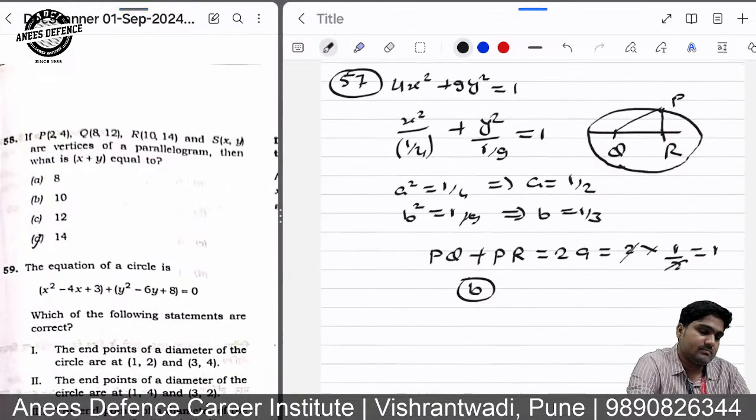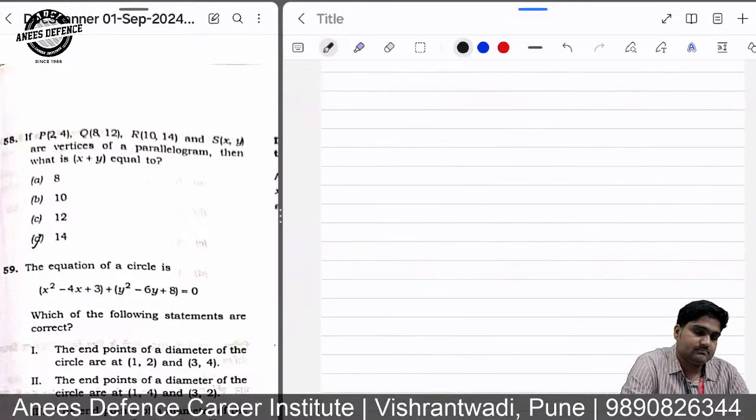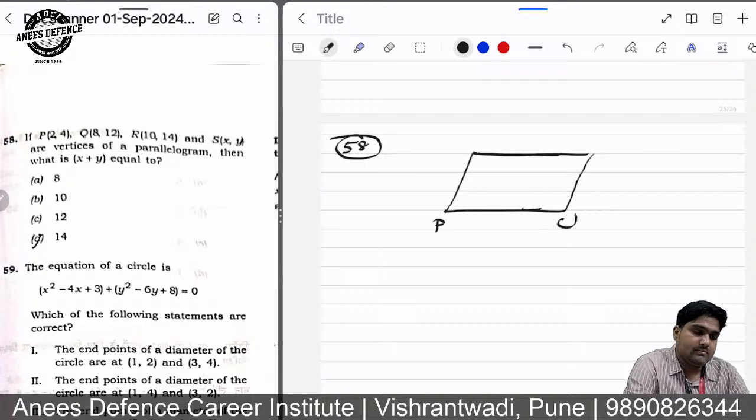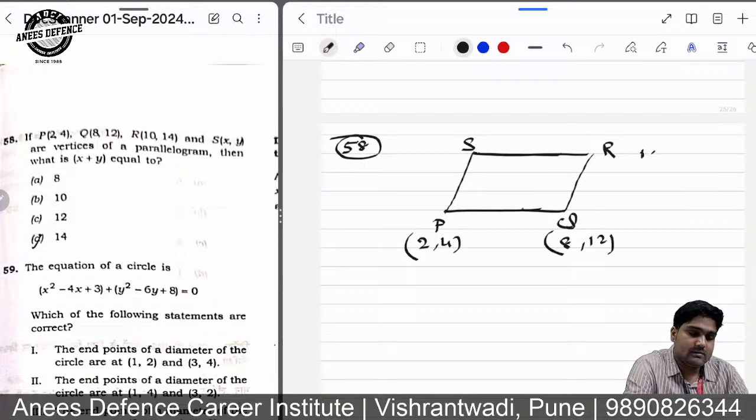Question number 58. Parallelogram PQRS is given. Coordinates of P are given as (2, 4), Q is (8, 12), R is (10, 14), and S is (x, y). We know the diagonals of a parallelogram bisect each other, which means the midpoints of the diagonals are the same. So let's apply the midpoint formula.